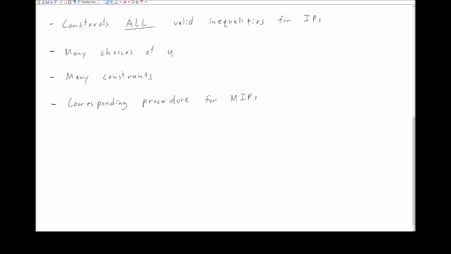Finally, although we've exhibited the procedure for integer programs, there is a corresponding procedure for mixed integer programs. This corresponding procedure has the same quality, which is that the corresponding procedure for MIPs is going to construct all valid inequalities for MIPs.